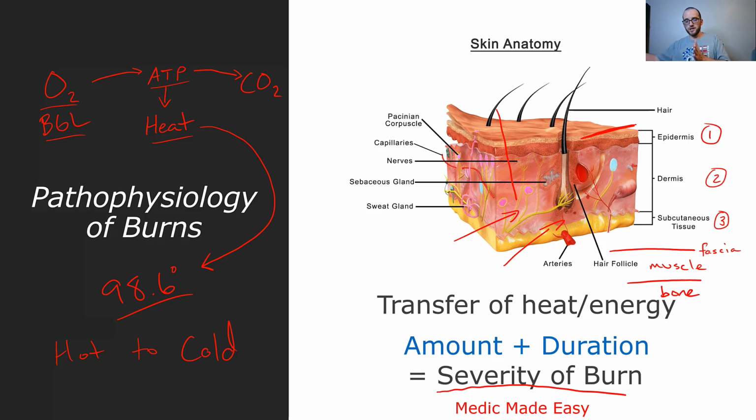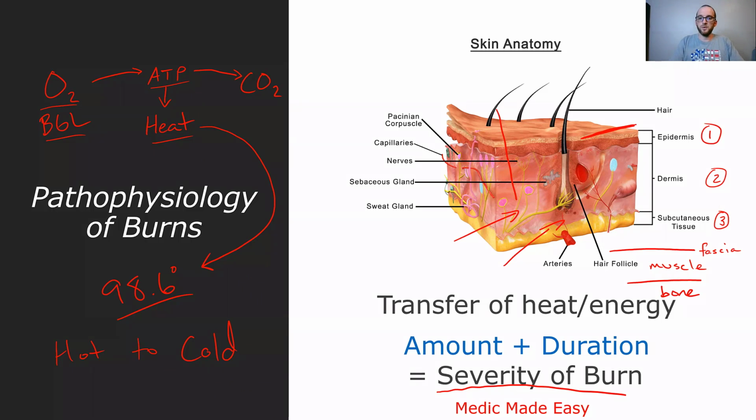The longer the duration of time, the more severe that burn's going to be. The greater the amount of heat, the more severe that burn's going to be. Really, really hot and being exposed for a prolonged period of time is obviously going to be a really bad burn in that situation. So it's all about the amount of the energy plus the duration.